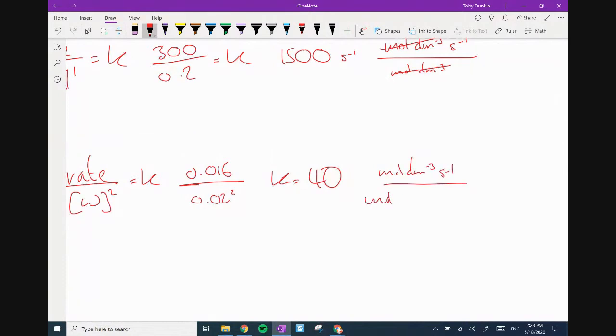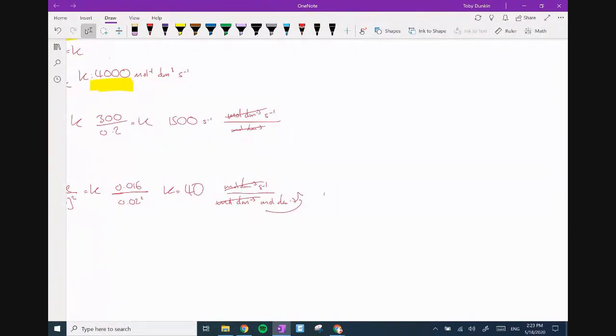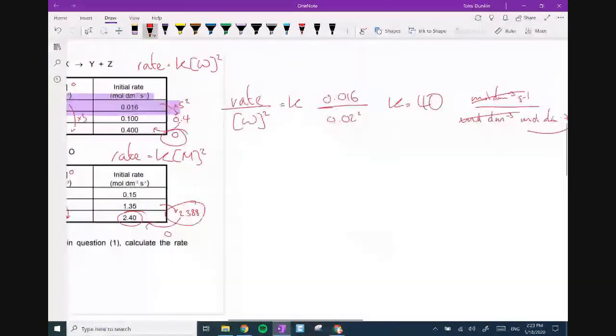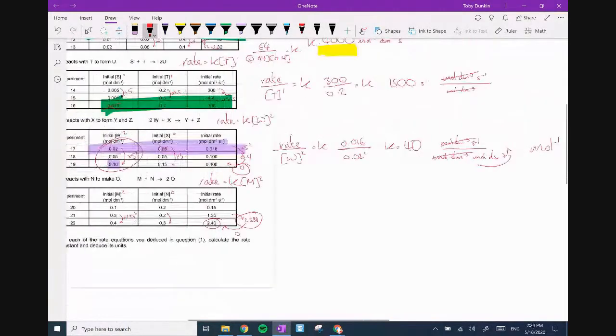over moles per dm cubed, and there's two of them, so it's squared. Cancel, cancel, bring the reciprocal. Units are moles to the -1, dm to the +3, s to the -1. It's all maths. Not complicated, is it? Next, last one.